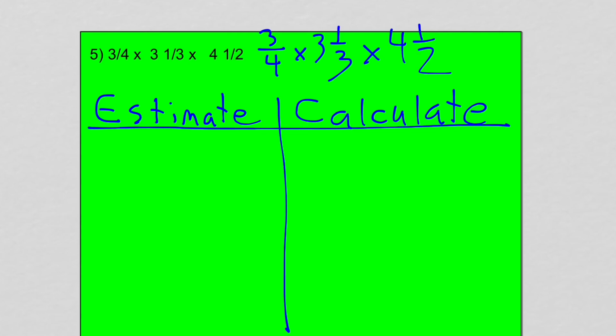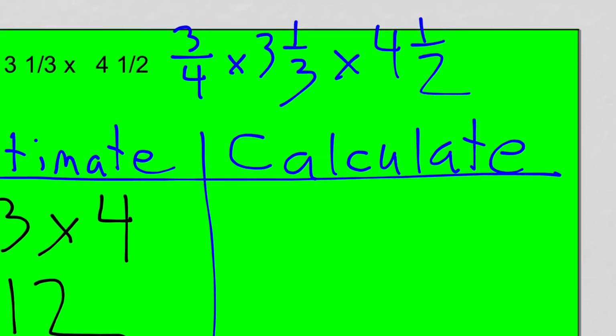Okay, 3 over 4. Probably round that up to 1. 1's nice to work with. 3 1/3, probably round down to 3. So 1 and 3. 4 1/2, I could go up or I could go down. I went quite a bit up for 3/4 and quite a bit down for 1/3. So I think I could go either way here. I'll maybe go down for this one and say times 4. And my estimate's going to be about 12.